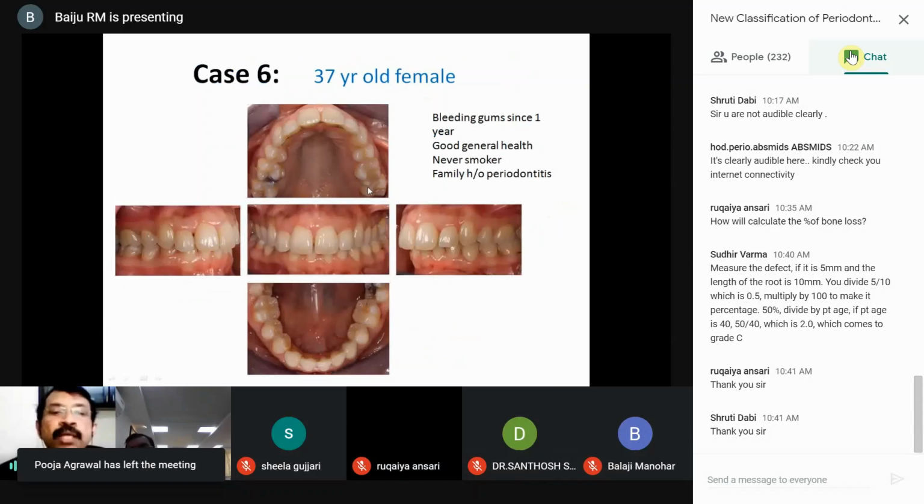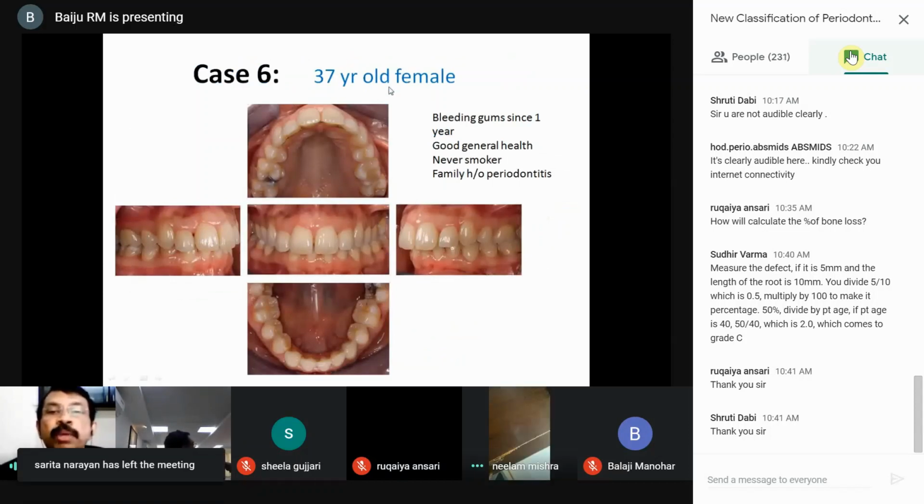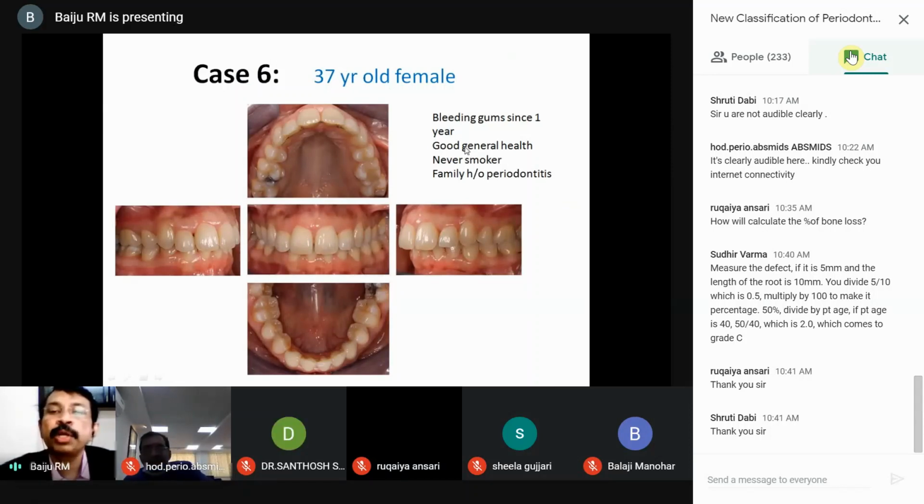Then we move on to the last case, case 6. Again, a 37-year-old female patient, with bleeding gums since 1 year. She is reporting good general health and is a never smoker. She gives a positive family history. The clinical picture looks very good.